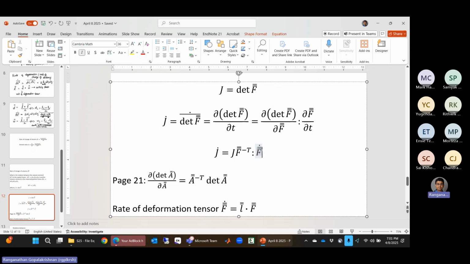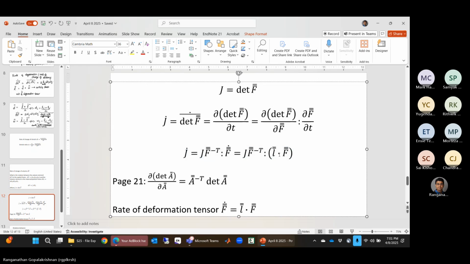Okay, so this will give you J. You still have F inverse transpose. And then you are doing a double inner product, so you have to sum over all the indices so that eventually you are left with no index, and that should be done with L dot F. Again, take a look. Tell me if you agree with me.